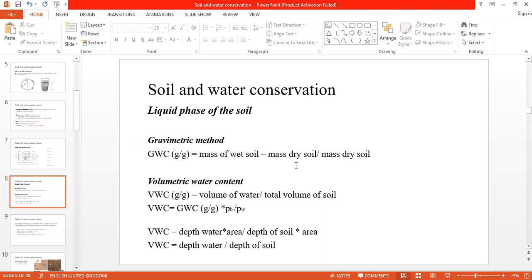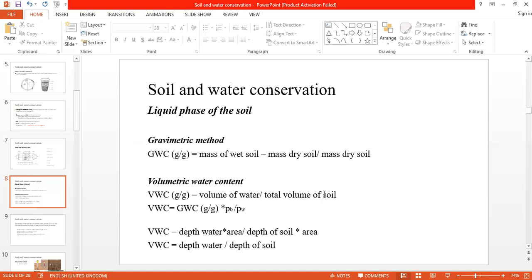So the other measure will be volumetric moisture content, which is the ratio of the volume of water in the soil to the volume of the total soil. So it's just the ratio. If we have this amount of soil, how much water is in it? But this volumetric moisture content is difficult to measure in the field because it's difficult to measure the volume of water.